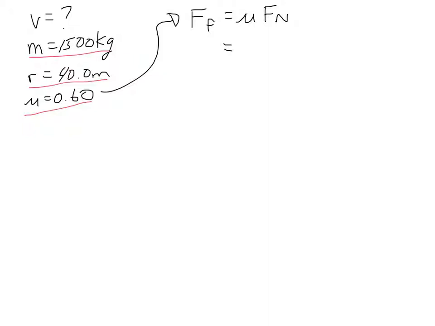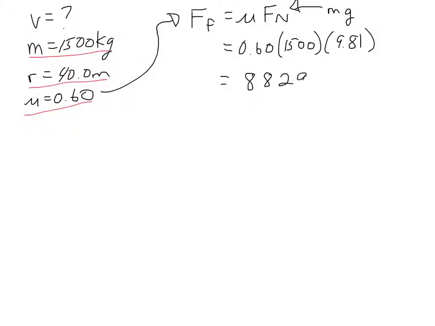We can say, okay, we know that Fn is going to be mg. So we can take 0.660 times our mass, which is 1500, times gravity, which is 9.81. And we know that that is going to be 8,829 newtons.